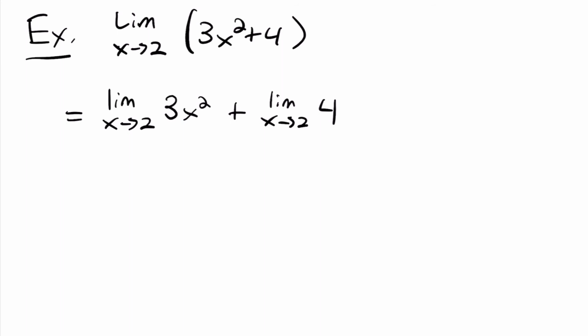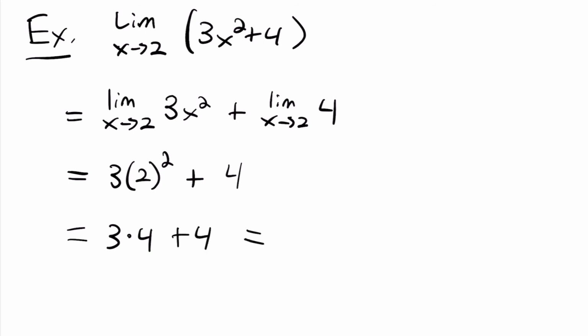So in this case, we can start with the limit as x approaches 2 of 3x squared, and we plug in our 2, and we find that that is equal to 3 times 2 squared. And the limit of a constant, no matter what the value of x is, is always going to be the constant, here 4, so we can write 4. Then we can finish by writing 3 times 4, which is 2 squared, plus 4, and that is going to be equal to 12 plus 4, which is equal to 16, and that would be our final answer for that limit.